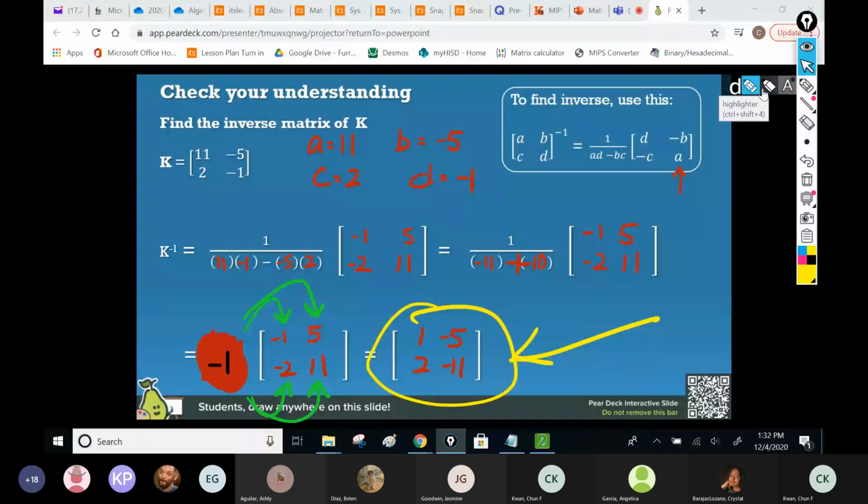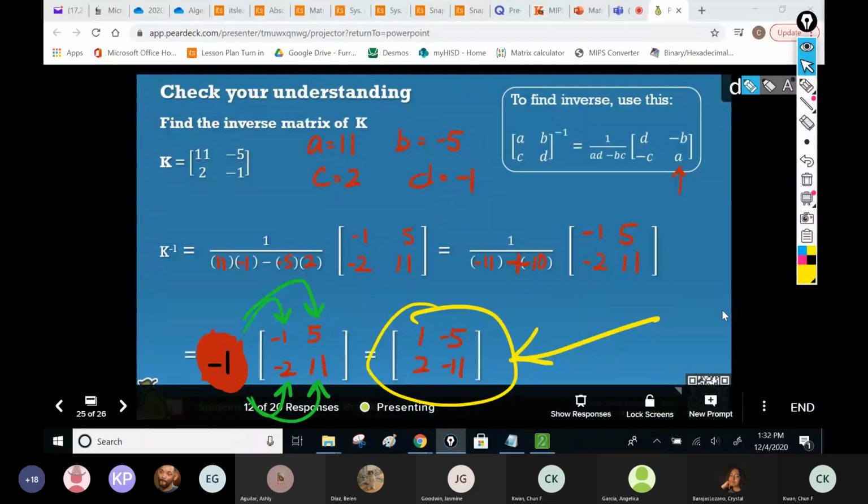All right, so make sure you guys copy this down in your notebook or take a picture with your cell phone. On the test, you will definitely see problems like this.